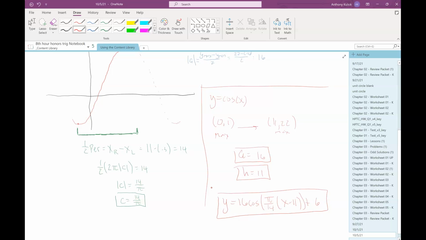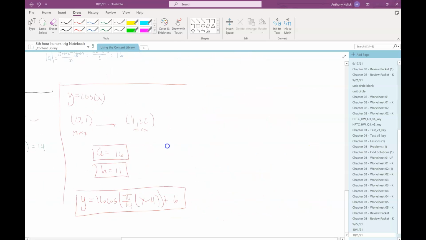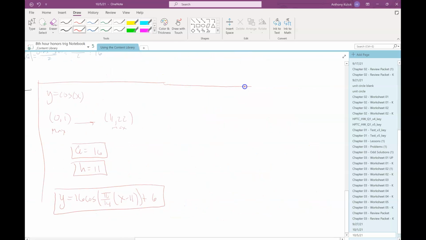That was pretty easy. If I had used sine, it's a little bit more tedious because, again, I have to use one of the extreme points from sine. Let's use pi over 2, 1. That's a maximum.